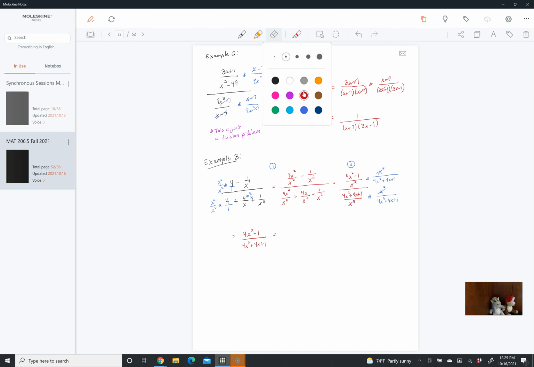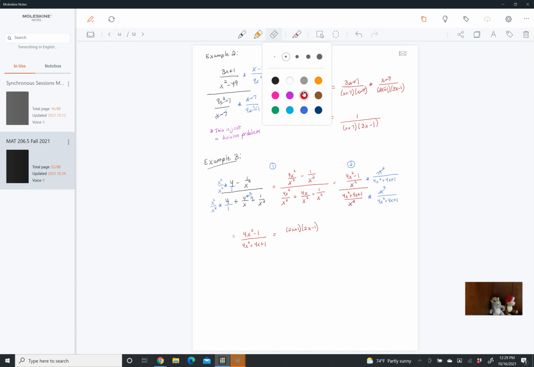Okay, can we reduce? The answer is yes. 4x squared minus 1, and this is a case where you have to factor. You're just not going to know otherwise. 4x squared minus 1 is a difference of squares. It's 2x plus 1 times, sorry, times 2x minus 1.